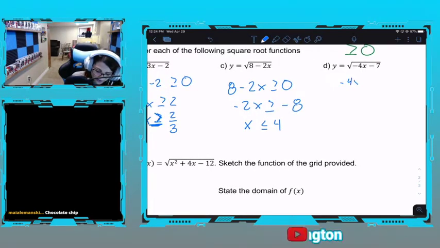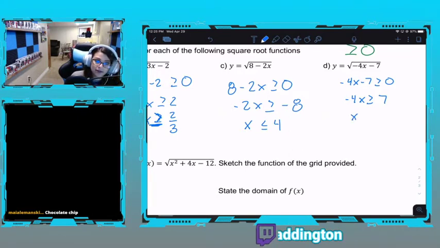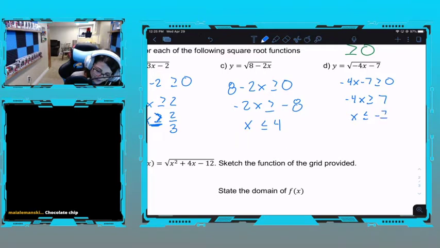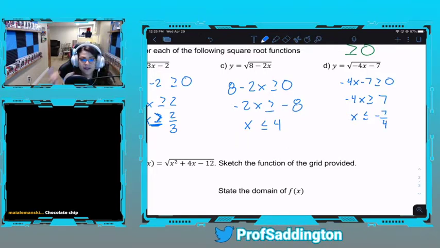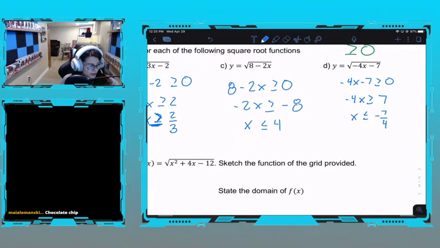Get negative 4x minus 7 greater than or equal to 0. We add 7. We divide by negative 4. So remember, dividing by a negative, your inequality is going to flip. So we get x is less than or equal to negative 7/4. So that is your restriction.